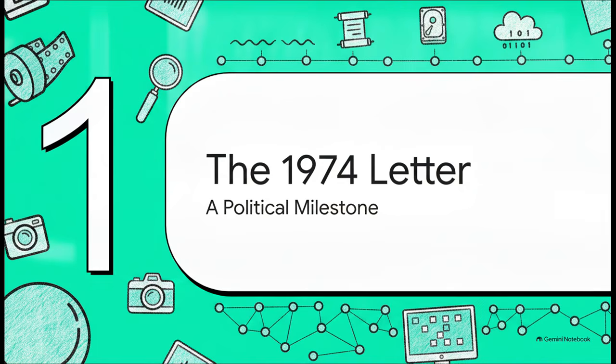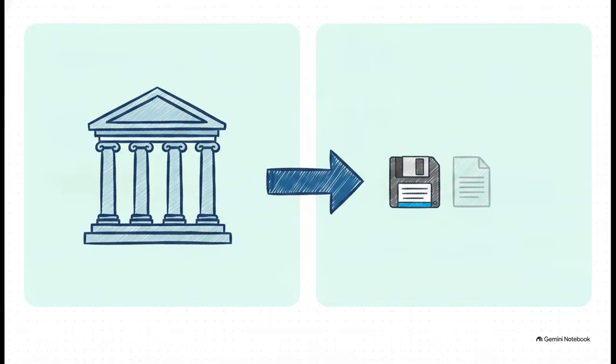Okay, Section 1, the 1974 resignation letter. You know, what's wild to think about here is the sheer juxtaposition. On one hand, you have the earth-shattering reality of Richard Nixon leaving office, right? The constitutional crisis, the massive media frenzy, just the absolute weight of that moment.